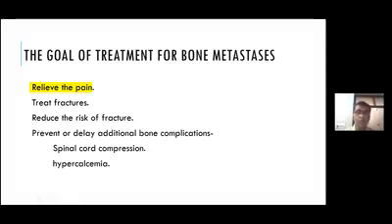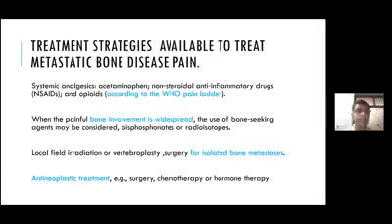So what are the goals of treatment for bone metastasis? As pain clinicians, our primary motto is to relieve the pain, because patients come in writhing in pain and no one has any answer to relieve this pain. Second, for bone metastasis patients, we have to treat the fractures, reduce the risk of fractures, or prevent or delay any bony complications such as spinal cord compression or hypercalcemia. But we are focusing here on relieving the pain of the patient.